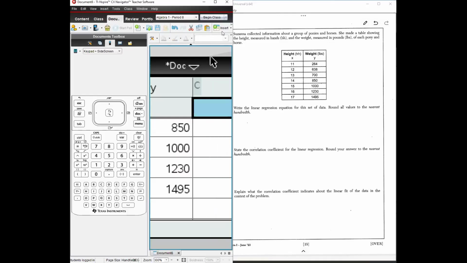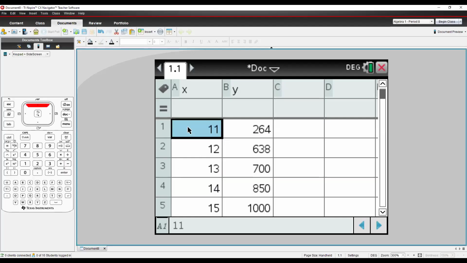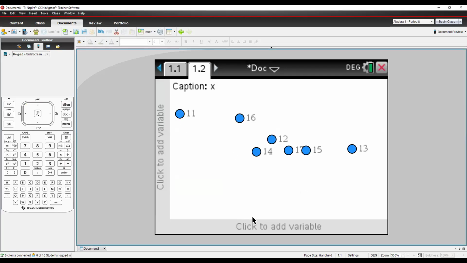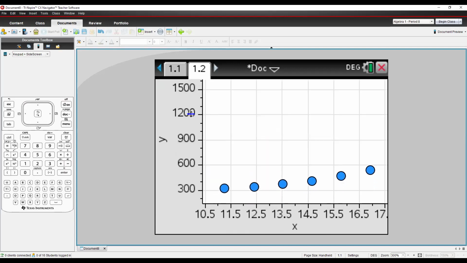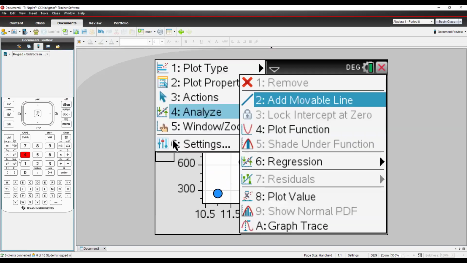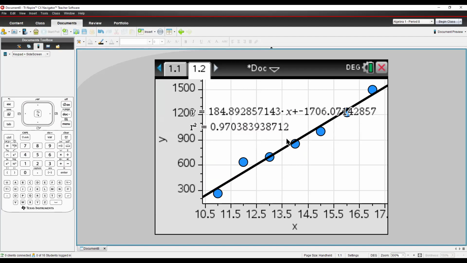So here, I've already entered those in my calculator. If you go up all the way, yep, I entered all the data points. So now I'm going to go to data statistics, put an X down here, put the Y here, and then I am just going to do menu 461, menu 461, boom, there's the equation.